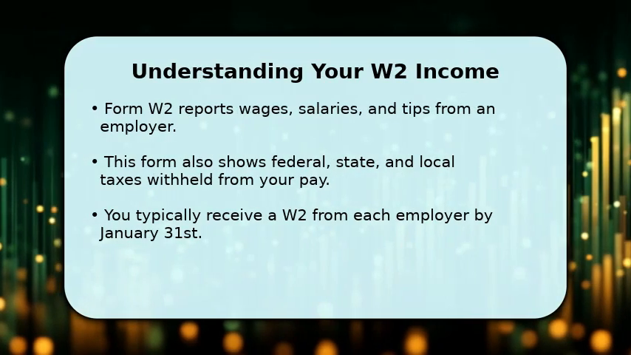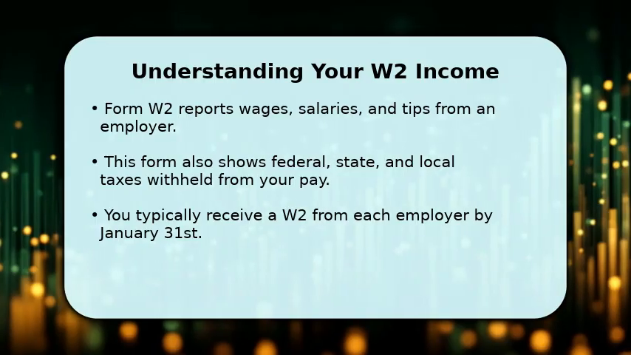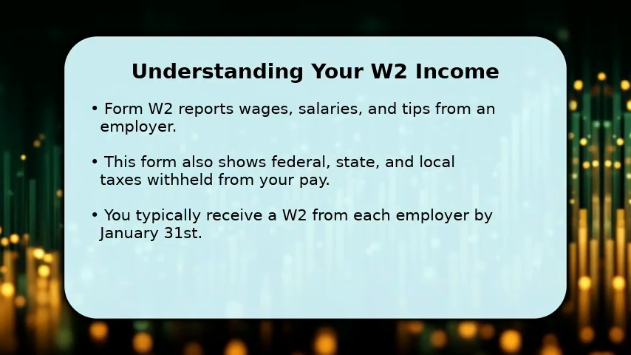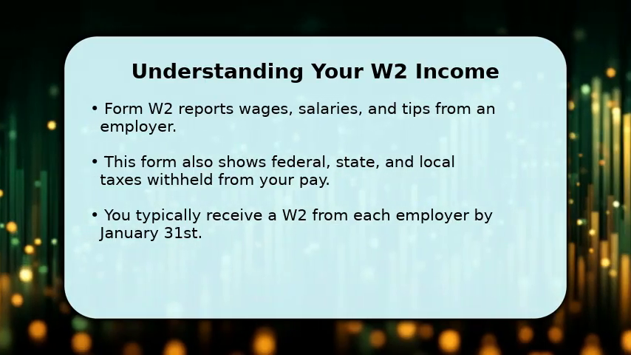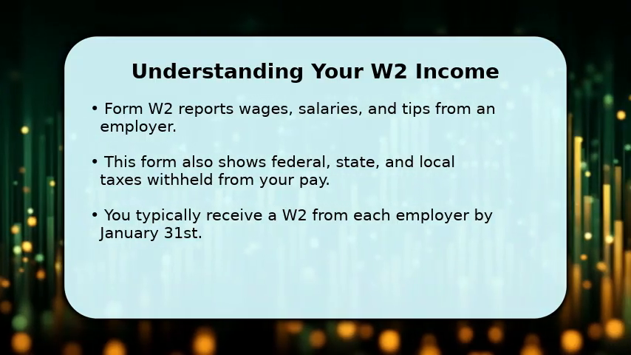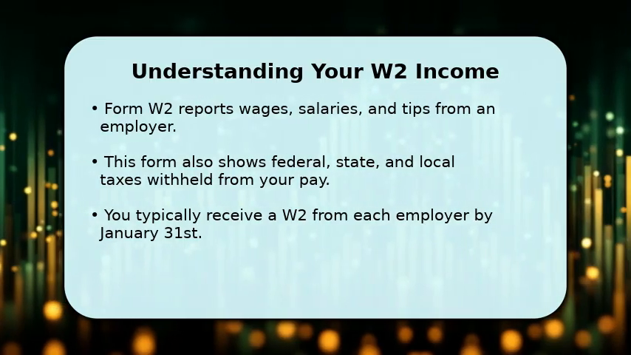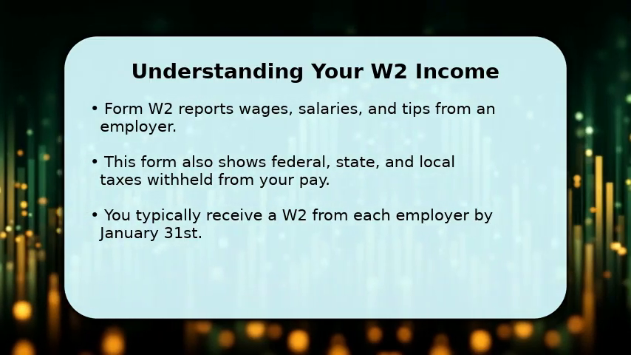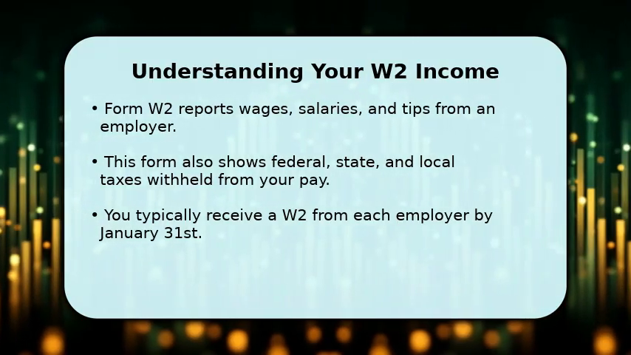Your Form W-2 details income from an employer, including your gross wages, tips, and other compensation. It also clearly shows the amounts withheld for federal, state, and local income taxes, as well as Social Security and Medicare. This information is directly entered into your tax software or onto your tax forms. Having all your W-2s ready is the first step in accurately reporting your earned income for the tax period.